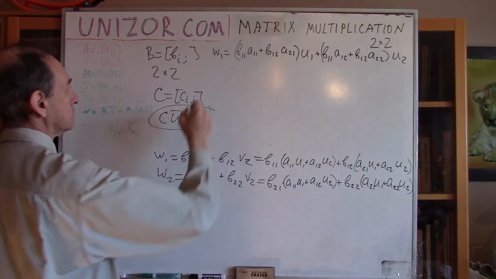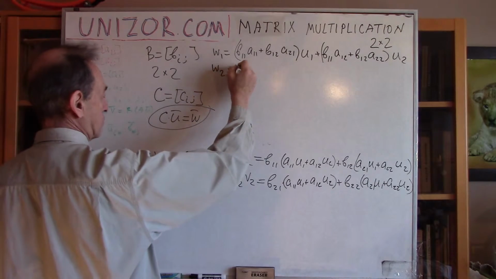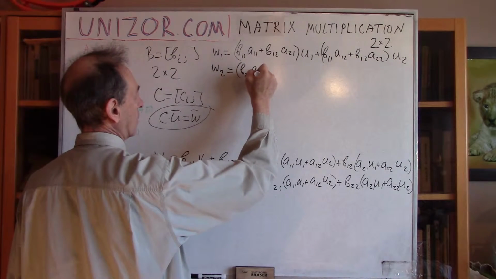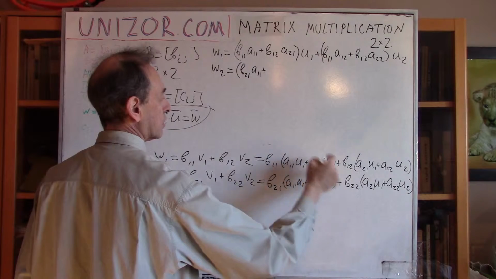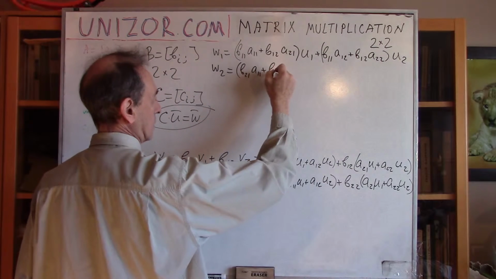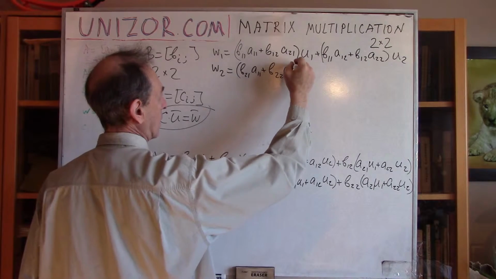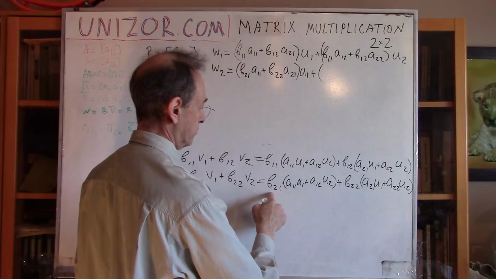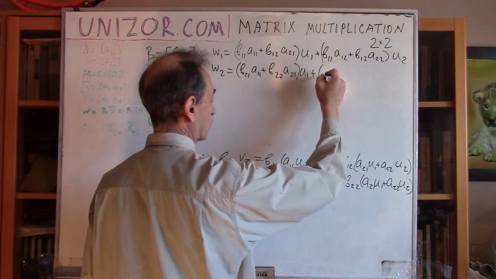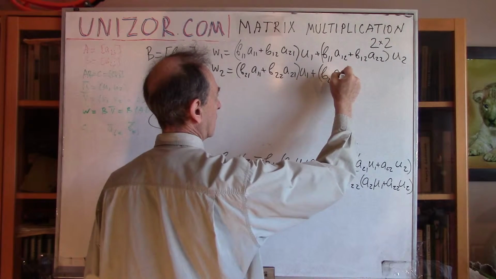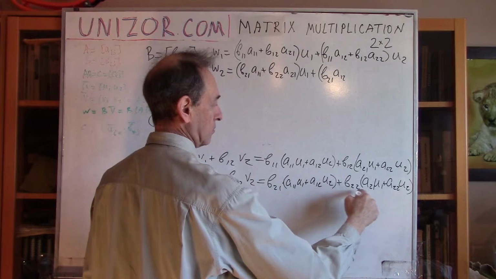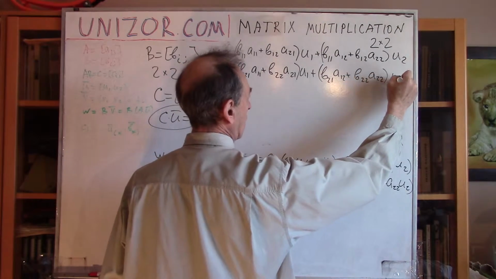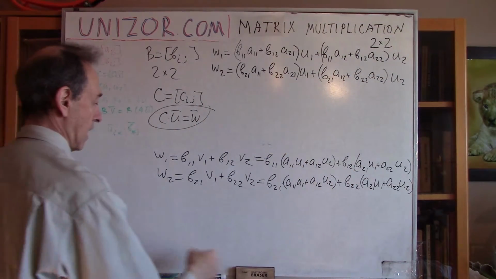Okay. W2 equals, similarly, B21 A11 plus B22 A21, times U1, plus, now with U2 I have B21 A12 and B22 A22. Okay, that's all I need right now.